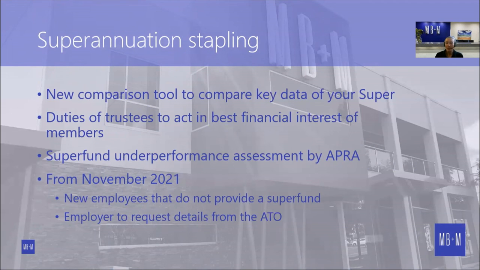So when you do have a new employee starting, if they don't give you super fund details, you just need to request the details from the ATO. So you don't have to go and set your employee up with a new membership at a fund. You simply lodge with the ATO a request for information, and they will give you the details of the fund that you need to be depositing or contributing into for your super guarantee.